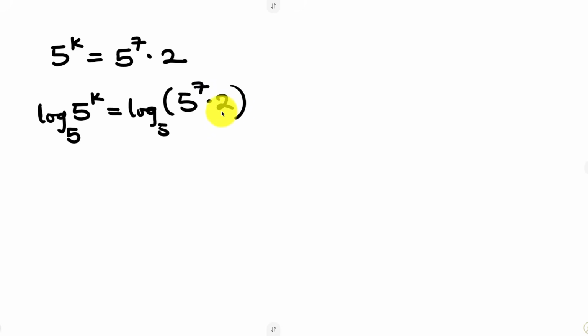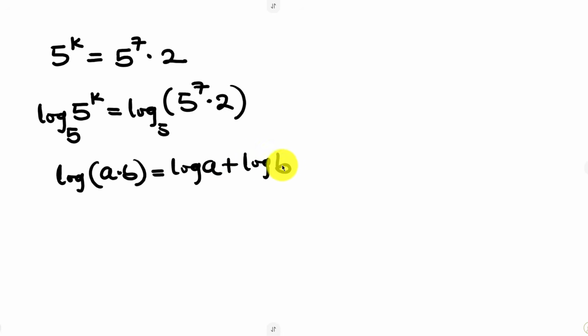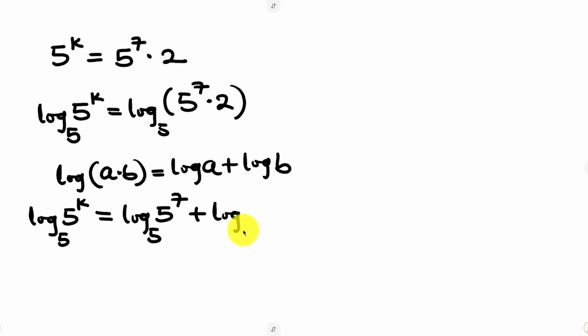Very good. Now apply the property of logarithm to what we have here that says that when I have the log of, for example, a times b, this can be written as log of a plus the log of b. Very good. So this expression is now simplified into, we have the left hand side as log base 5 of 5 to the power of k to be equal to, now the right hand side written in this form will be log base 5 of 5 to the power of 7 plus log base 5 of 2.